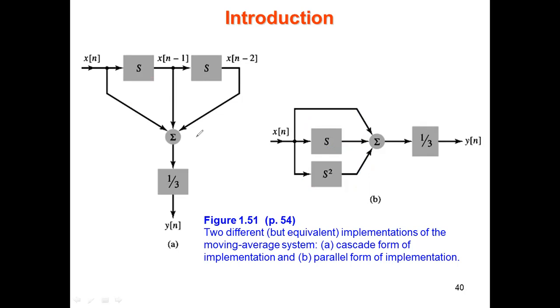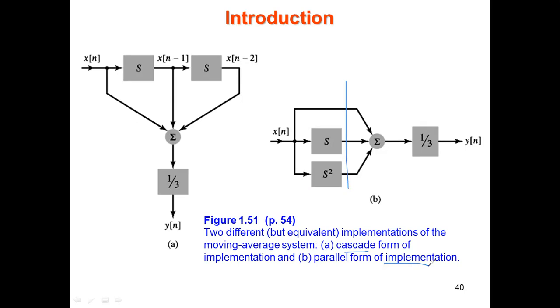This first approach is called a cascade implementation, things connected back to back. Whereas this second approach, as the diagram indicates, is called the parallel form implementation. Every now and then you will be encountering this. For any kind of system implementation, you can go for either cascade implementation or parallel implementation.